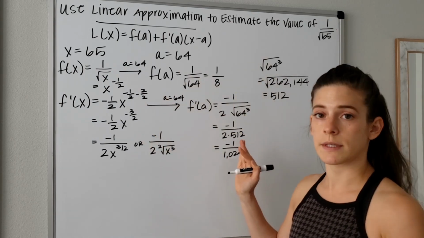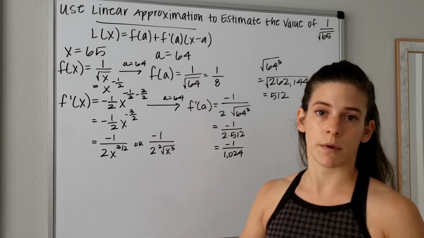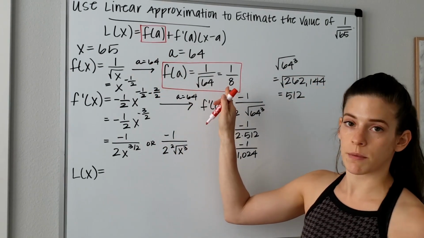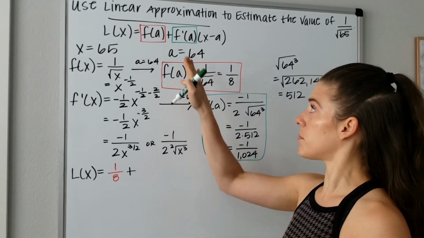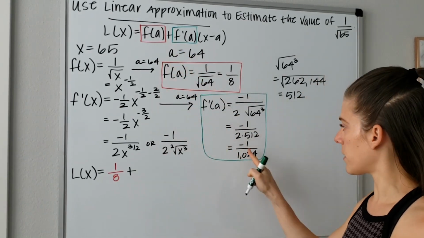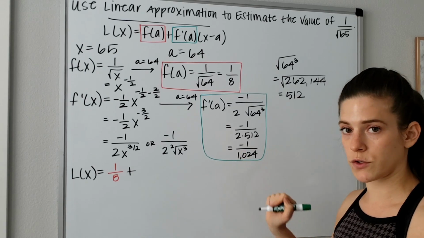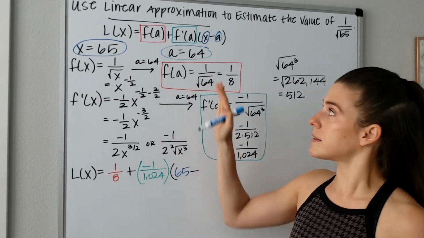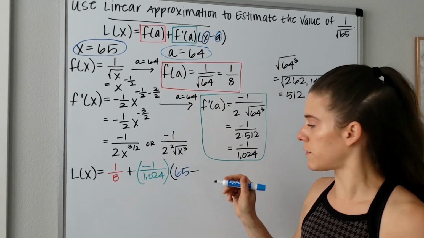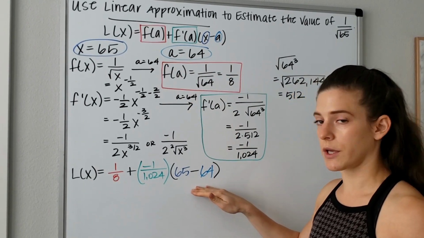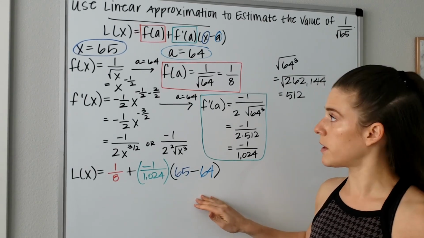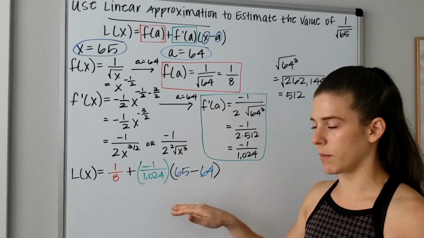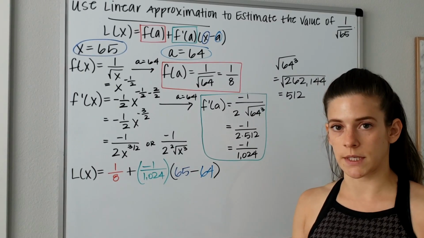Now we have all the elements that we need to plug into our linear approximation formula and solve. First up, we have our f of a, which we calculated to be 1 over 8. That's going to be plus our f prime of a, which we calculated to be negative 1 over 1024. Next up, we have our x, which is 65, minus a, which we set equal to 64. So this is our linear approximation formula setup, doing the calculations kind of ahead of time so this looks a little bit more clean. Let's go ahead and do the arithmetic on this to solve.